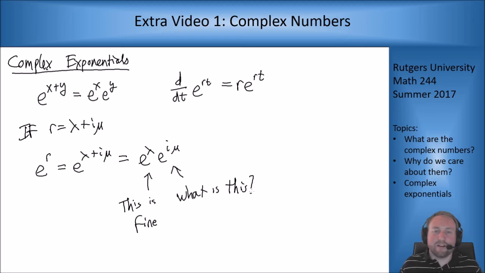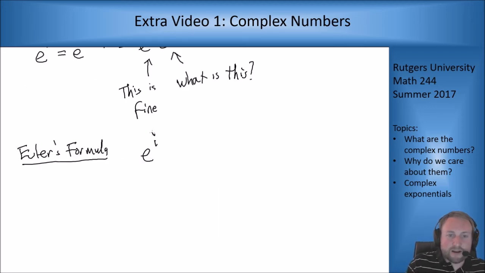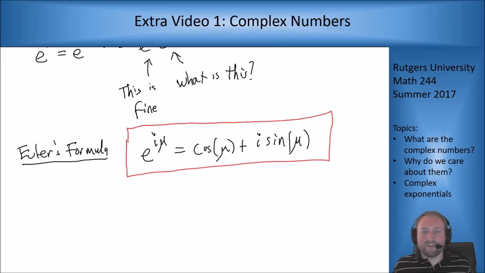And the statement, which is known as Euler's formula, is the following. e to the i mu equals the cosine of mu plus i times the sine of mu. Now this may look really strange and kind of absurd, but that's how it works out. At the end of this video, I'm going to go through a proof of this using power series for those of you who want to see it. If you don't want to see it, you don't have to, but it's going to be there in case you want to look at it.